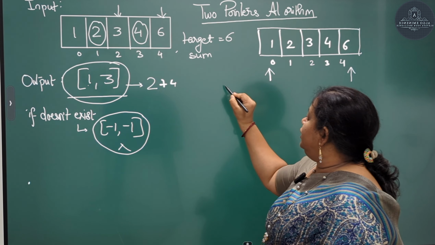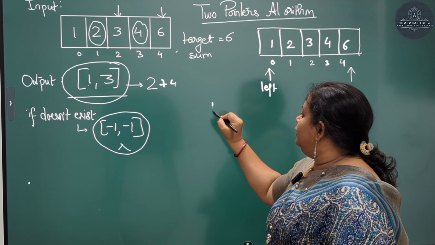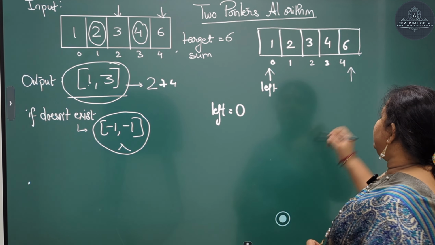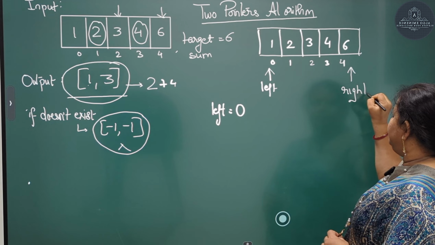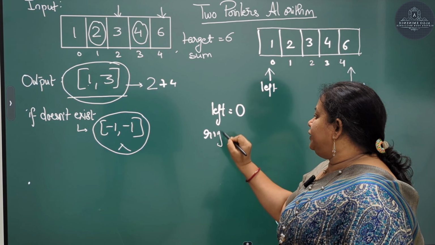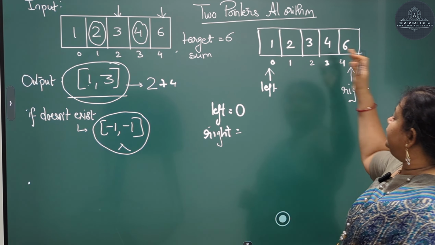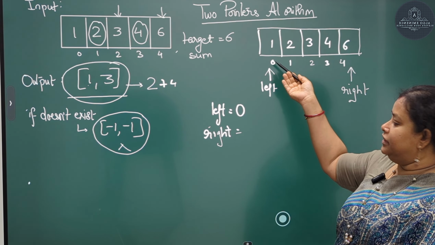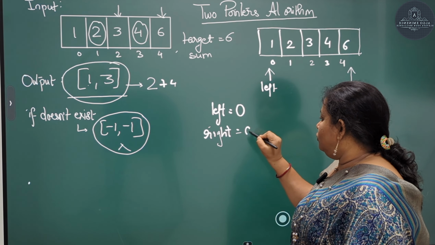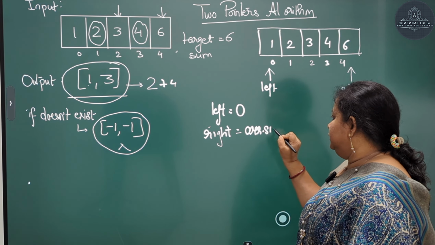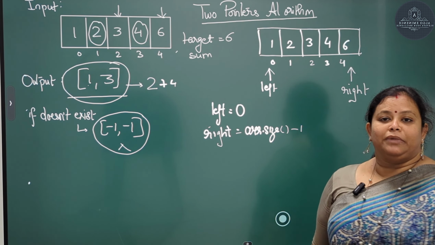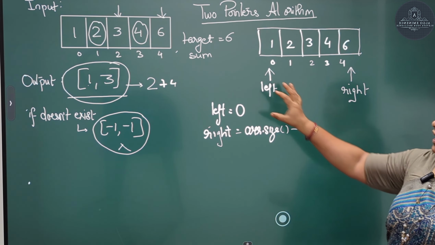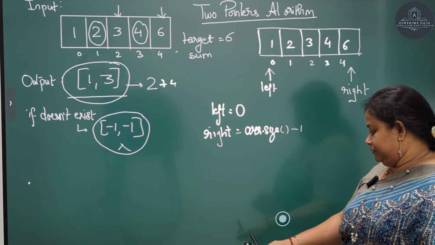Means I take a left pointer and I keep it at the start of the array, that is at index number 0. Whereas I take one more pointer, the right pointer, and I place it at the end of the array. So how do I get the end of the array? The array size over here is 5, and since the index starts from 0, it is size minus 1. So the right pointer I'll be placing at array size minus 1, and I get the right pointer's index number as 4. So this is the placement of these two pointers.